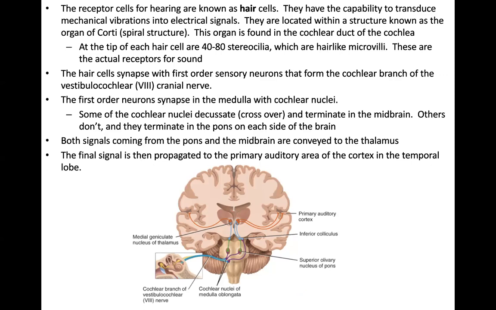Now, you may have heard of somebody having a cochlear implant put in. That's for people that have trouble hearing. It's a mechanical device that basically helps people that are hard of hearing to hear.